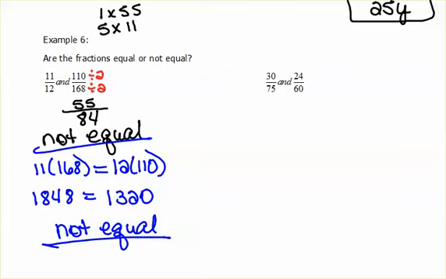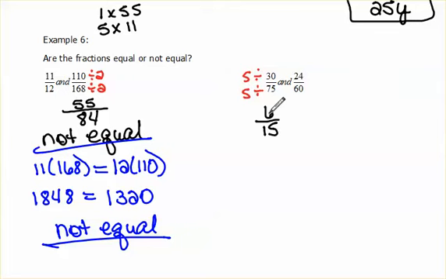Either way, let's try it on this problem here. We have 30 over 75 and 24 over 60. Now, I do know that 30 over 75 can be reduced down because one ends in a 0 and the other ends in a 5. So I know I can divide top and bottom by 5. So when we do that, 30 divided by 5 would be 6, and 75 divided by 5 would be 15.